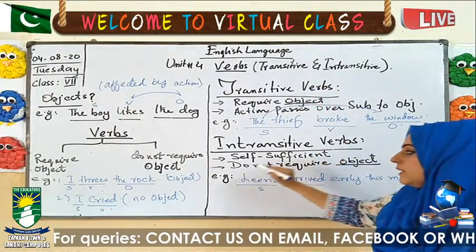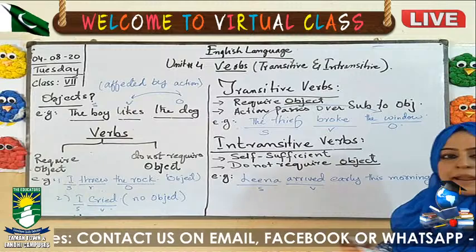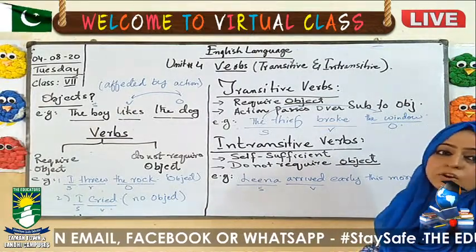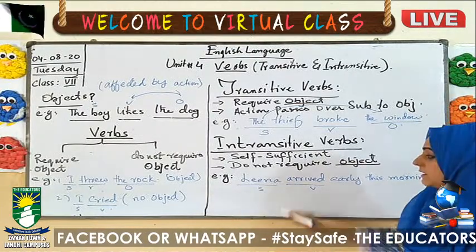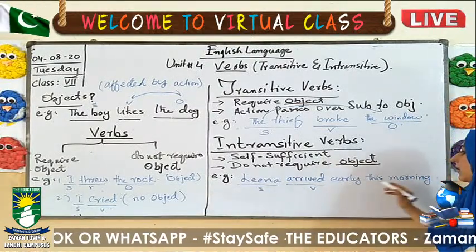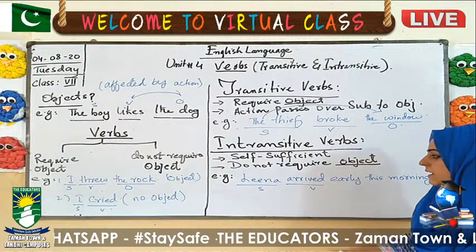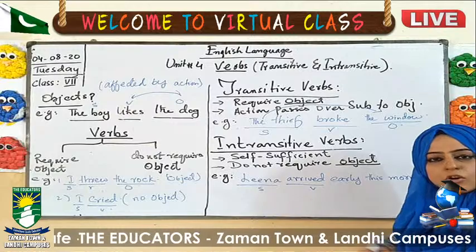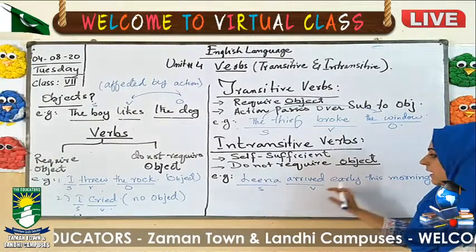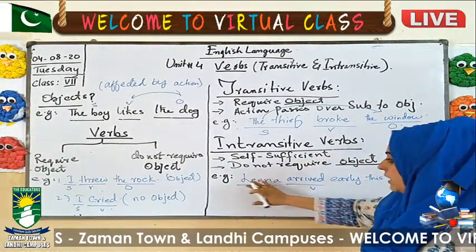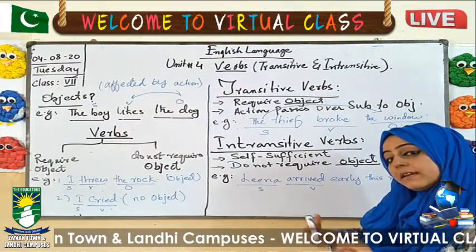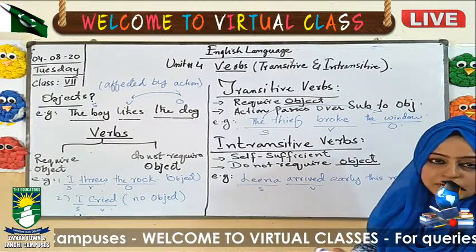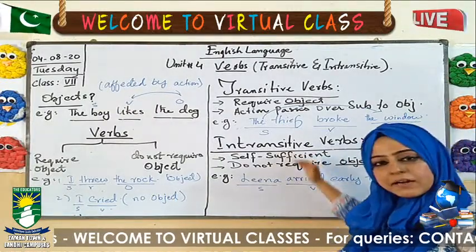Clear now? Intransitive verbs are self-sufficient. They do not require any kind of object in the sentence, and they possess a clear sense. Here I have mentioned an example: Lena arrived early this morning. Lena is the subject, arrived is the verb, but there isn't any object, like by bus or by auto. There is something complementary, but we do not have an object here, yet it gives the sense that Lena arrived early this morning. We understand this, so it is an intransitive sentence.